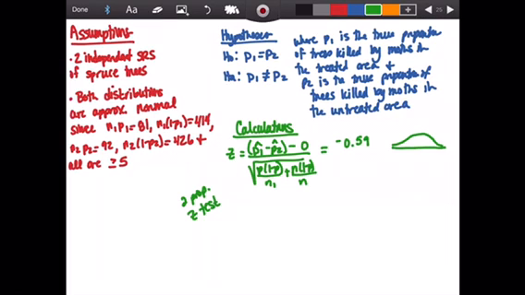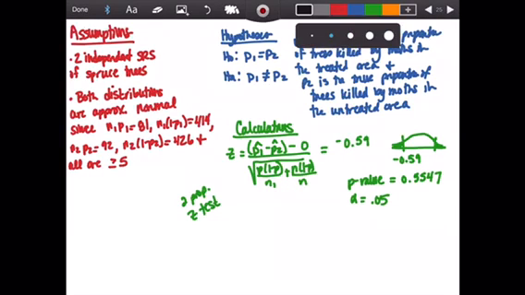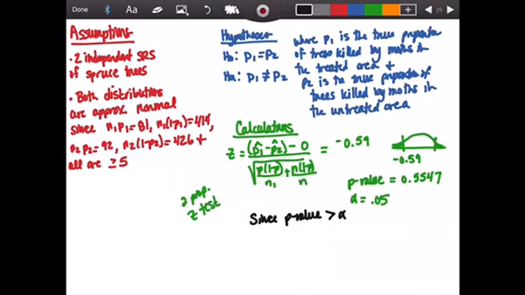So if you're thinking about a normal distribution, here's negative 0.59, we're going to calculate our p-value. Remember, the p-value is the probability of getting the result you got, or one more extreme, that would be these shaded regions, since it's a two-sided test, if the null hypothesis was in fact true. Based on doing a normal CDF or our two proportion z-test on our calculator, our p-value is 0.5547. Let's assume that alpha is 0.05. Last but not least, we write our conclusion. Since our p-value is greater than really any reasonable alpha, we fail to reject the null.